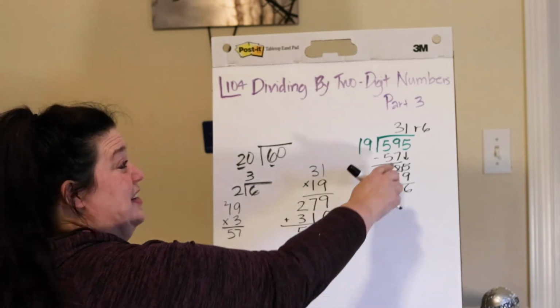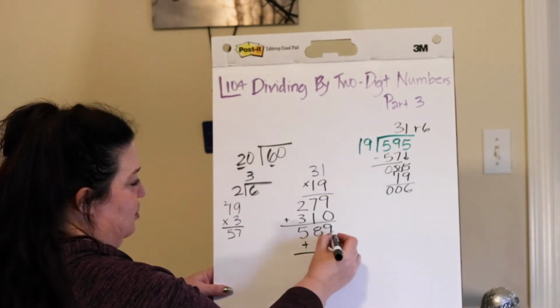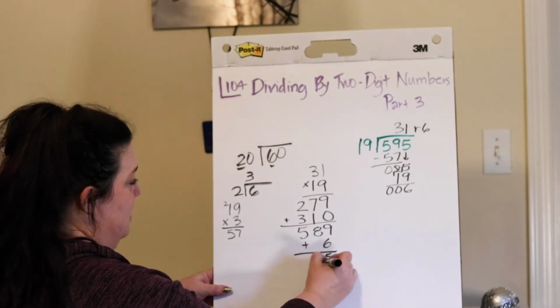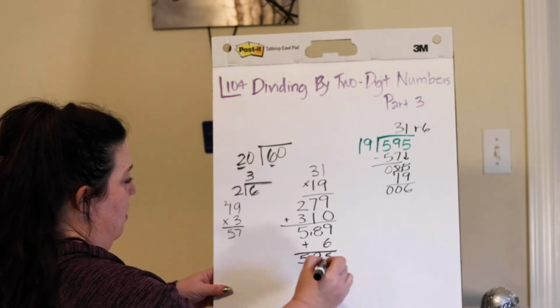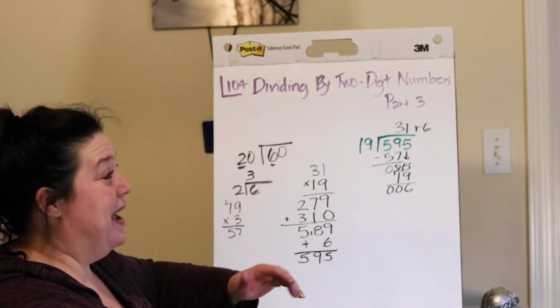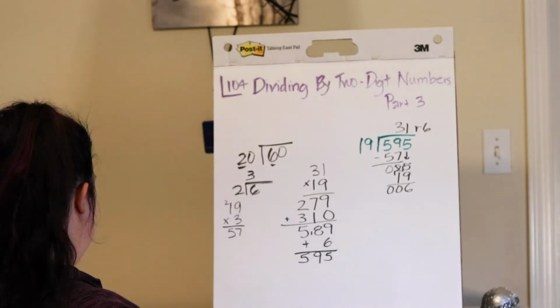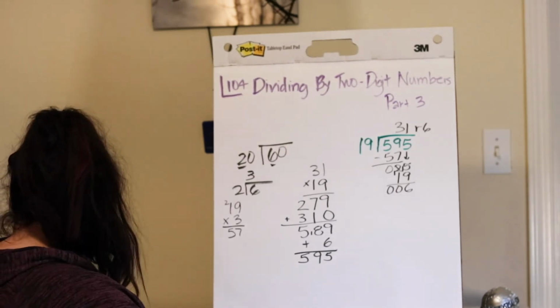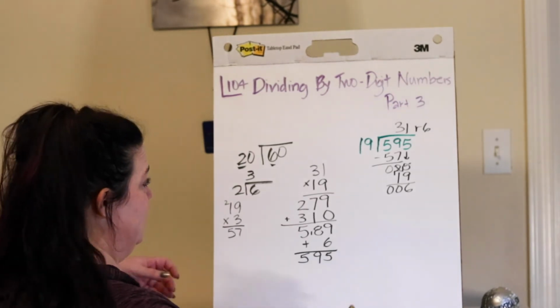But we're not done yet because we have that remainder of 6. So let's add on our 6. Sure enough, 9 times 6 is 15. Carry 1, 8 plus 1 is 9, and then carry down our 5. We have 595, and it matches the 595 we did together. Okay, let's look at practice A. We have 19 into 792.